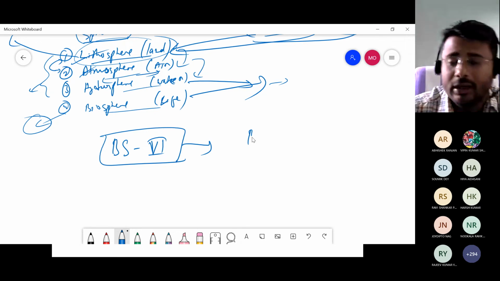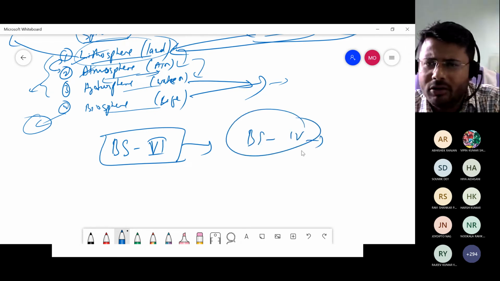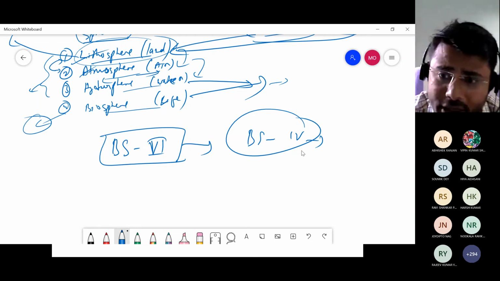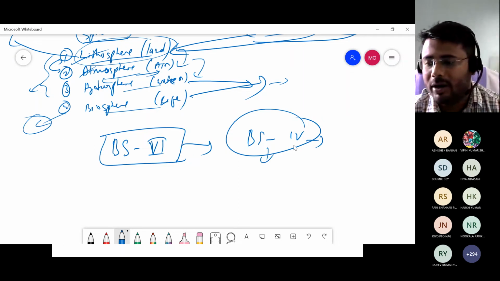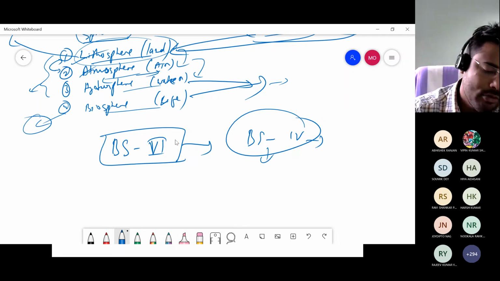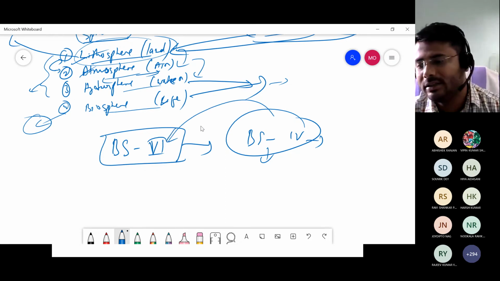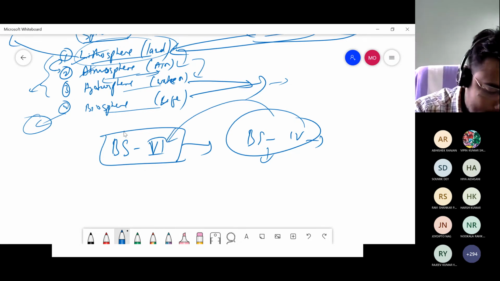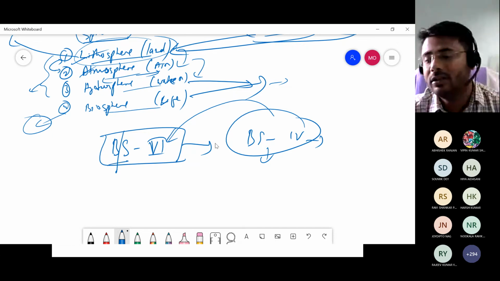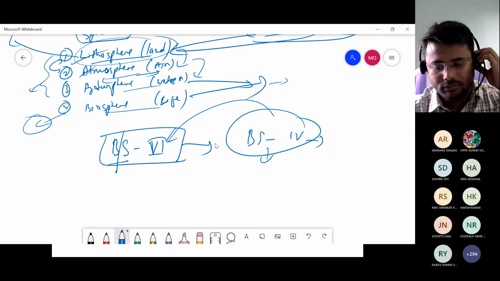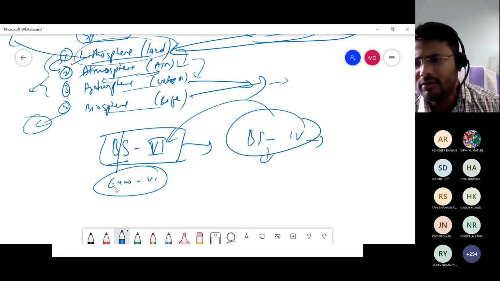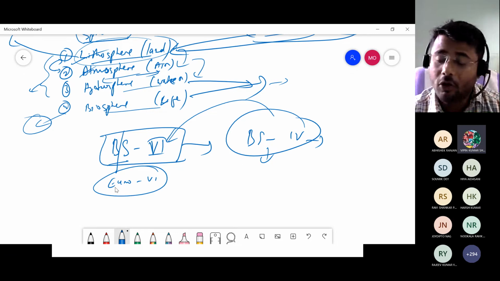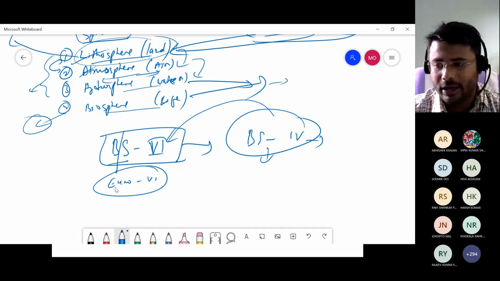BS4, you must have heard all these, right? Since April 2019, all the cars, all the bikes, whatever are being manufactured, they should follow the norm of BS6. What does BS6 mean? Bharat Stage 6. Okay? The same in European countries is known as Euro 6. So this is all solely related to cars and bikes.